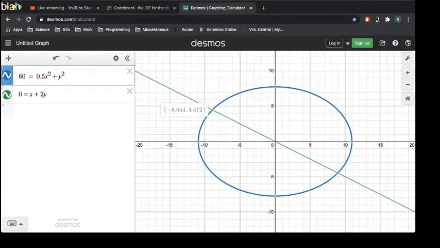So this intersection says that v1 is negative 8.9 meters per second, and V2 is 4.4 meters per second. This intersection over here says that V1 equals plus 8.9 meters per second, and V2 equals negative 4.4 meters per second. All right? So those are our solutions coming from Desmos.